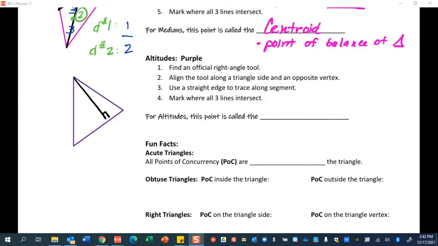it was pretty cool because if I drew the altitude of each side, Sumner, stop it.